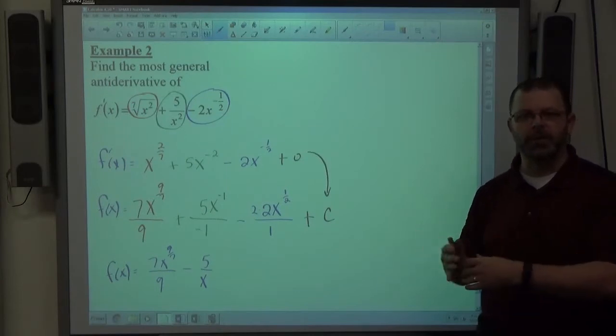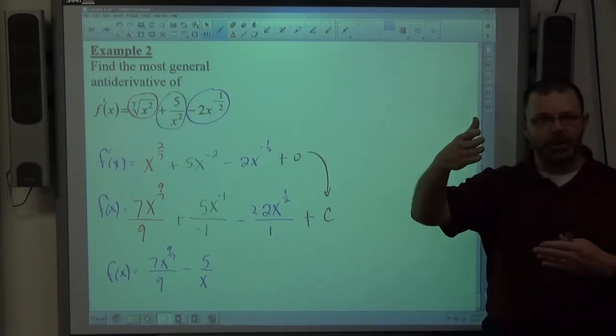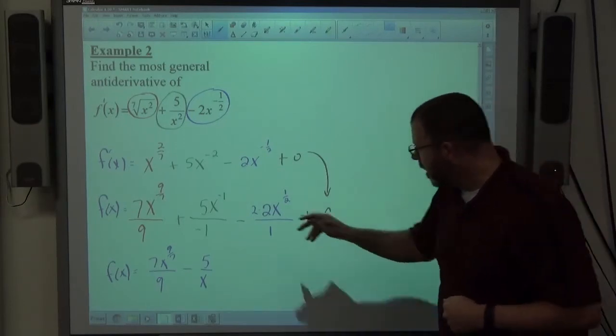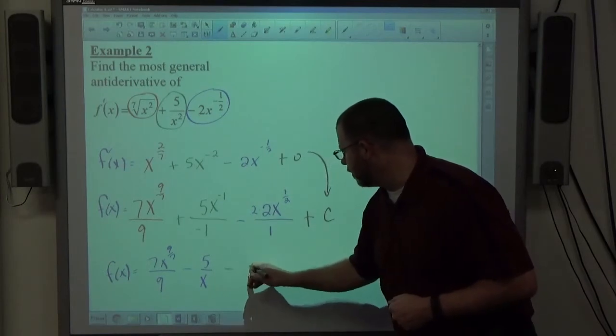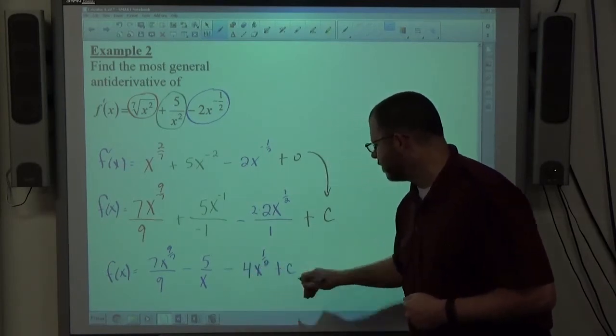Again, where we're going to be going with this is eventually we're going to be substituting values in for x. I'd rather substitute into 5 over x than 5x to the negative first. So just keep that in mind. Right here I got minus, of course, 2 times 2 is 4. We get x to the half power plus c.